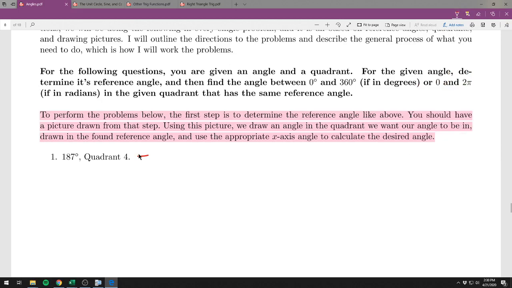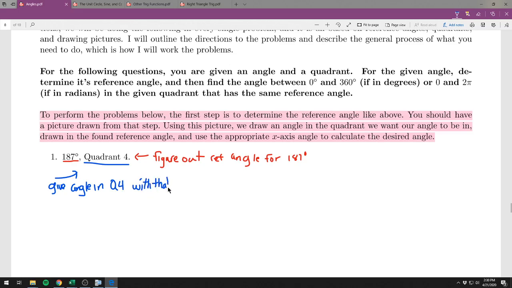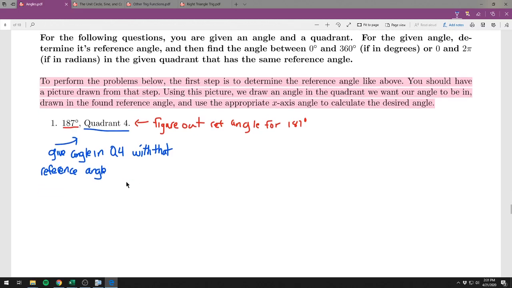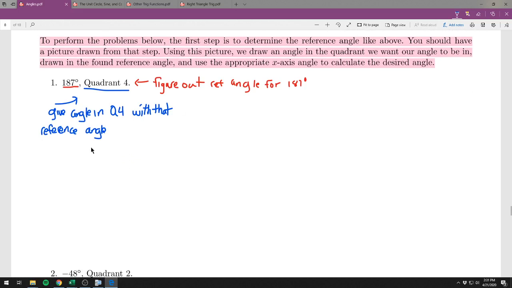All right, so what number 1 here is asking us to do is figure out the reference angle for 187 degrees. Then, with the quadrant 4 information, we want to give the angle in quadrant 4 with that reference angle. All right, so we're going to figure out the reference angle for 187 degrees like we did before. Then with that, we are going to figure out the angle in quadrant 4 with that same reference angle.